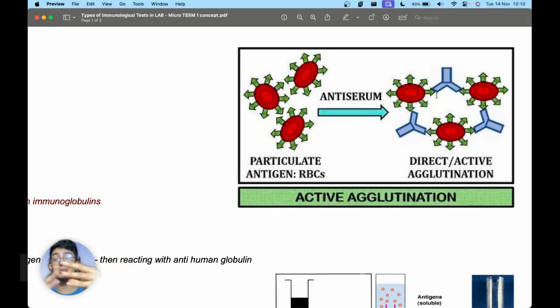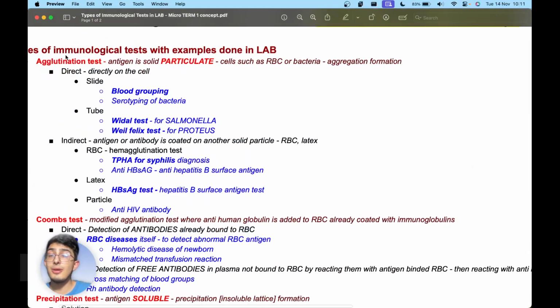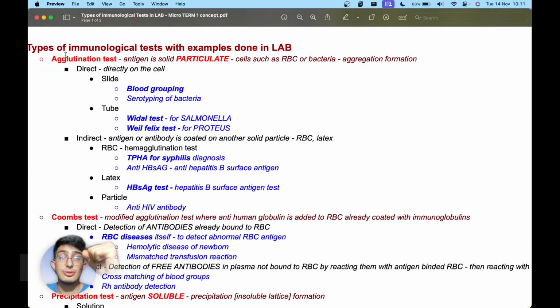Previously these RBCs were far away, not attached with each other. When they are bound with antibody, they clump together and form agglutination, which you can see on the slide. So that is all about agglutination test. When the antigen is on a solid substance like RBC, we add an antibody. The antibody binds these RBCs together and forms clumping. If there is clumping, then the test is positive. If there is no clumping, then the test is negative.